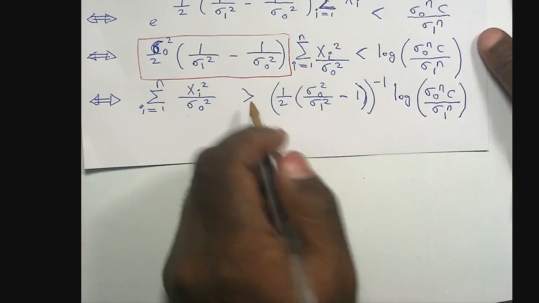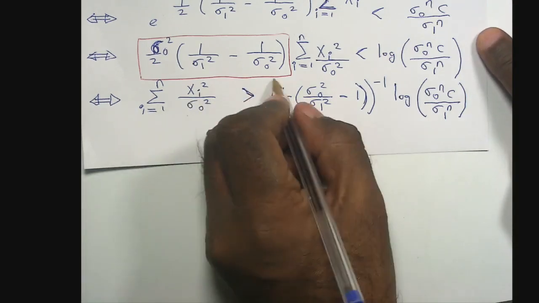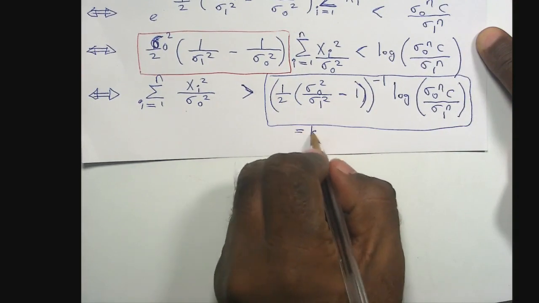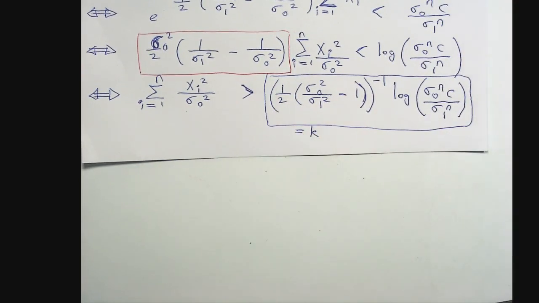So now, for the sake of notation, let me call this K. So the rejection rule, the rule for rejecting the null hypothesis, is that the sum of xi squared divided by sigma 0 squared is greater than K. That's the first part of the question. The second part is to find the value of K when alpha is 0.05. So this is part 1.